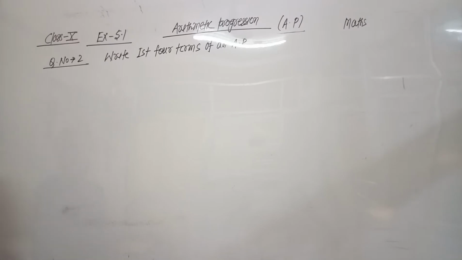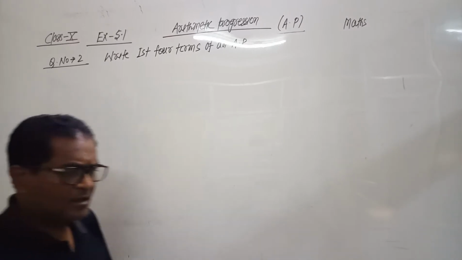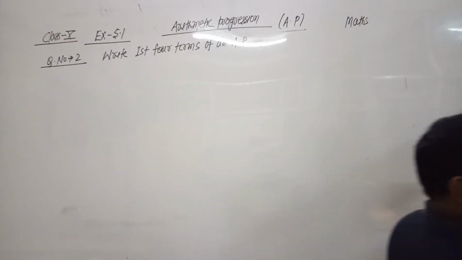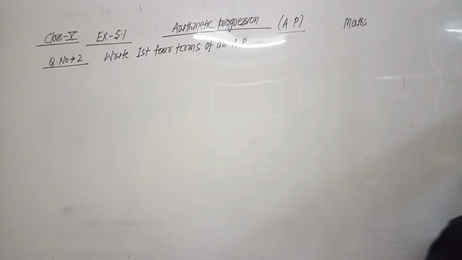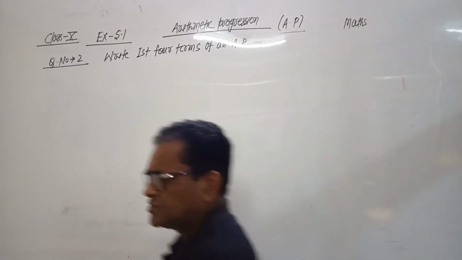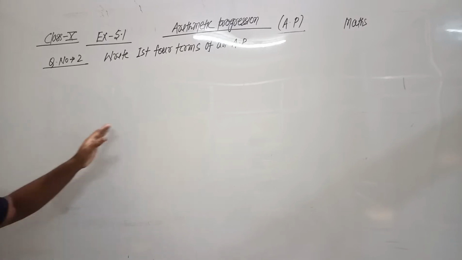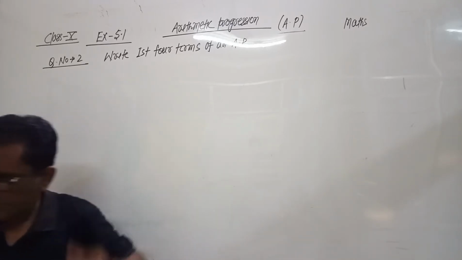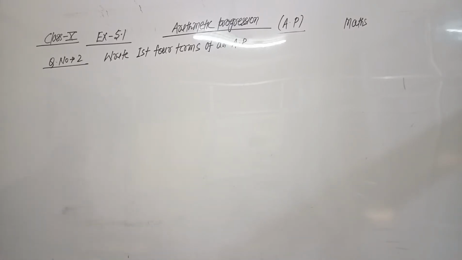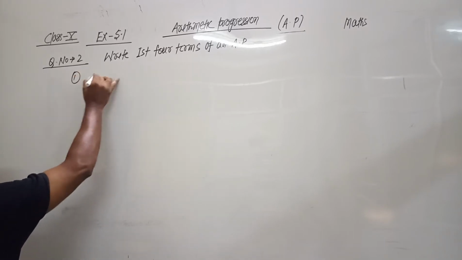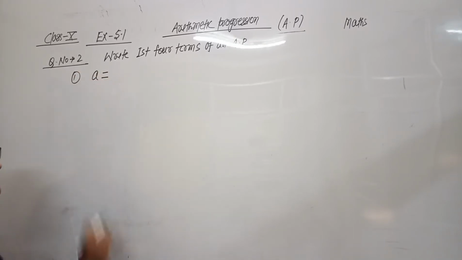In this video, we will do exercise 5.1. In the previous video, we studied the theory of this chapter. The second question is, we have to write the first four terms of an AP whose first term is given. The first question is, the first term and common difference are given.